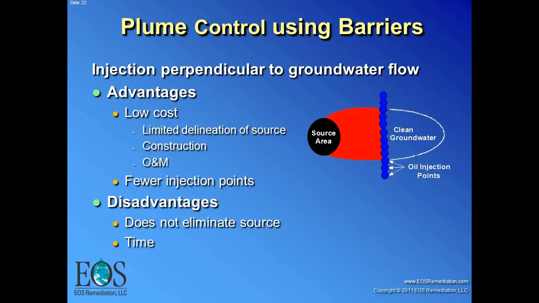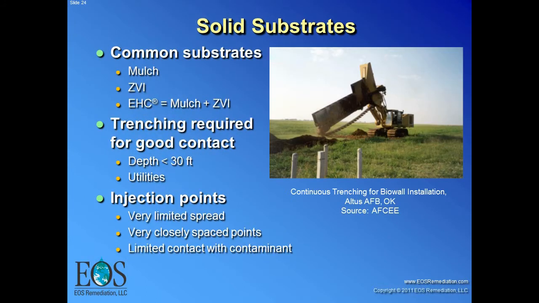Now, how can you do barriers? If you're doing solid substrates, here's a photograph of a trenching apparatus that I think I actually got from Bruce Henry at Parsons. That big machine will dig a trench. You can backfill it with mulch or ZVI. Tends to have very good performance, but you need a big piece of equipment. You can use injection points to make a barrier with solid substrates, but you have to put the points really closely spaced, and that tends to be fairly expensive.